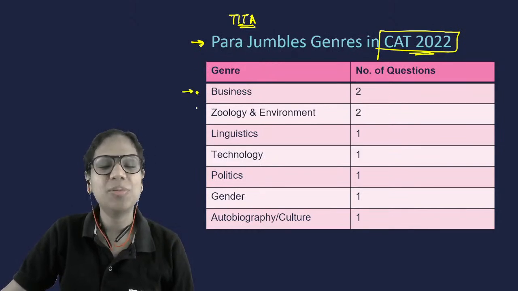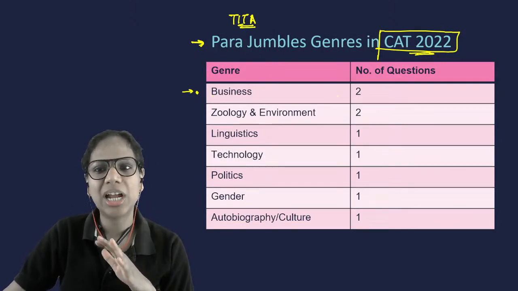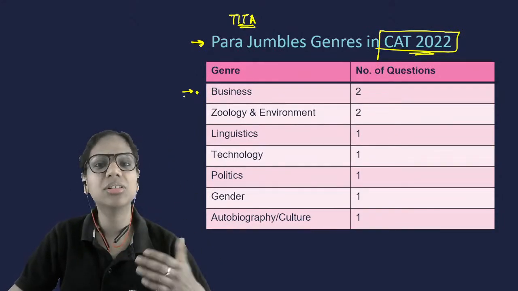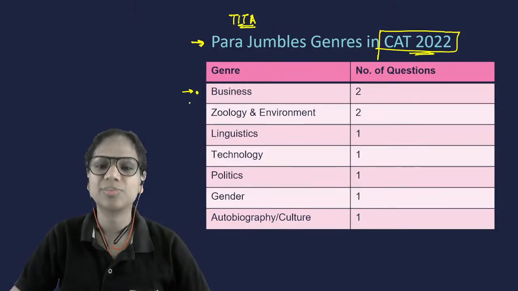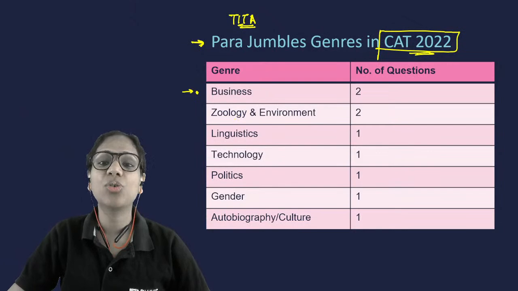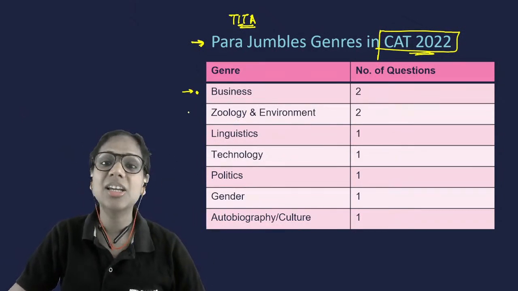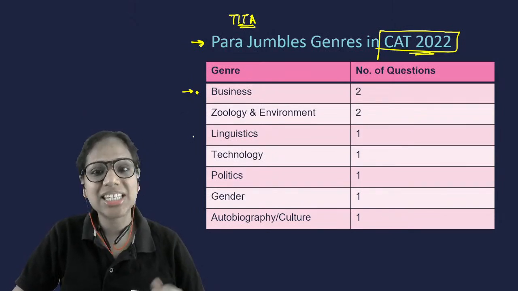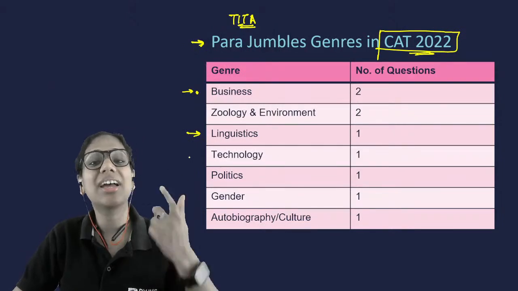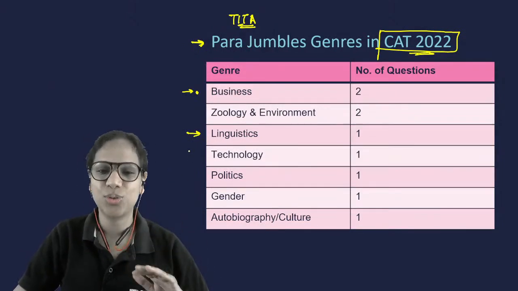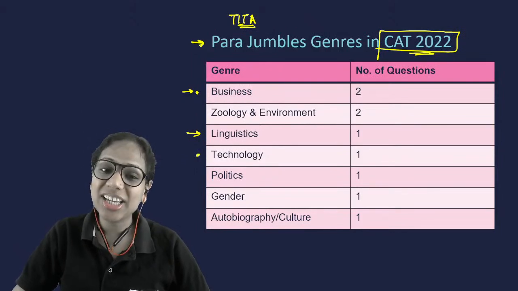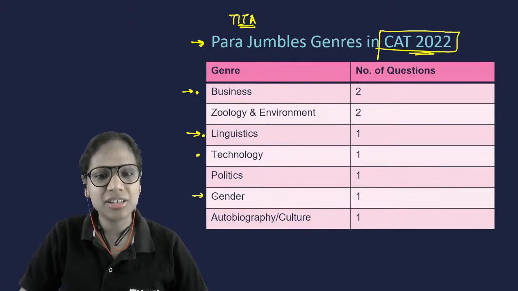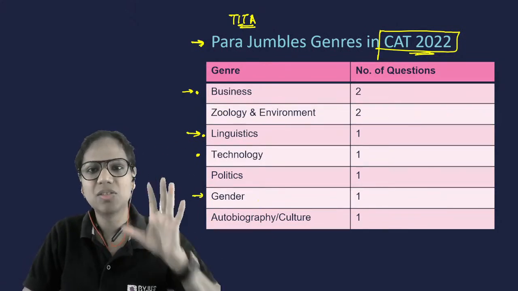So when it comes to the genre business, we had two questions. It talked about employees productivity, it talked about the creative industry, the influencers, the freelancers. Zoology, there was one on fish skin collagen, right? Environment, there was one about pollution, right? Linguistics, again we talked about language, I have one such question for you today, right? Technology, again, see, linguistics, technology, again we find it here. Politics, again here. Gender, so this comes under sociology if you want to categorize it broadly.